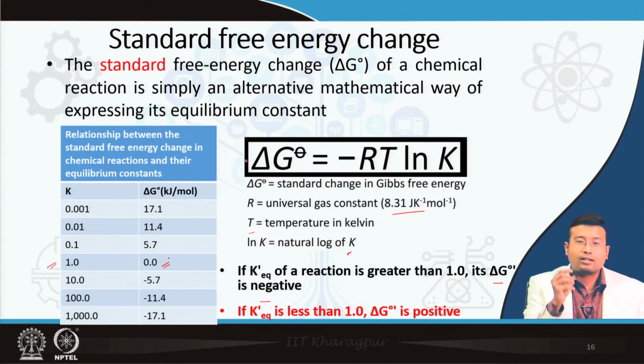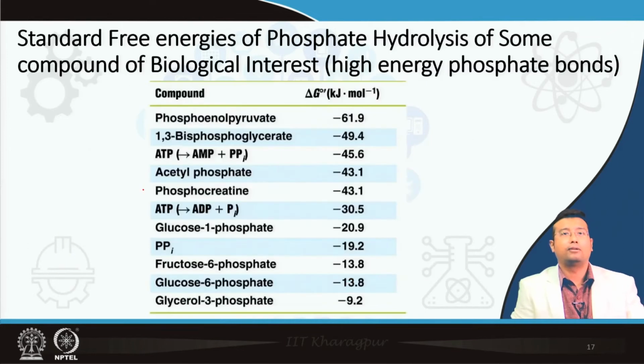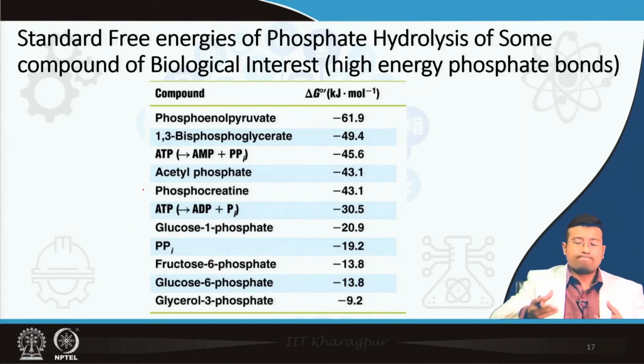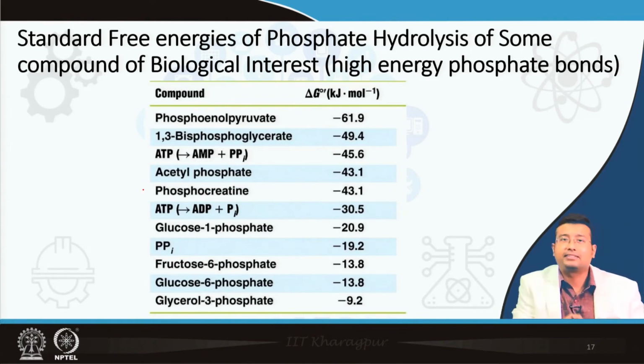Mind it, since both are exponentially related, a small change in delta G will have massive changes in the equilibrium constant. Again, the unit of standard free energy change is kilojoule per mole. So here is a table where we can see the standard free energy change of various compounds. This is very important and will come in handy at a later stage of the lecture and in the entire course, because it is very fundamental to understand the concept of thermodynamic coupling of reactions.